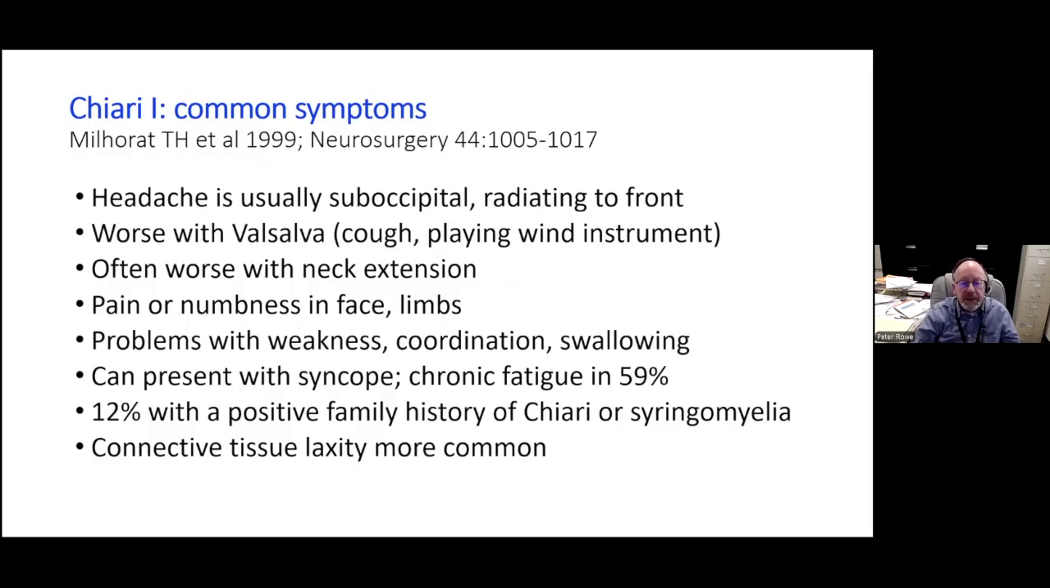There can be some pain or numbness in the face and the limbs, and patients can have problems with weakness and coordination and swallowing, as was the case for the boy that I presented to you. Swallow dysfunction is much more common in babies who have Chiari malformation. In Dr. Millerat's series, chronic fatigue was present in 59% of those with a diagnosis of Chiari, and they can present with fainting. 12% had a positive family history, and connective tissue laxity was more common.